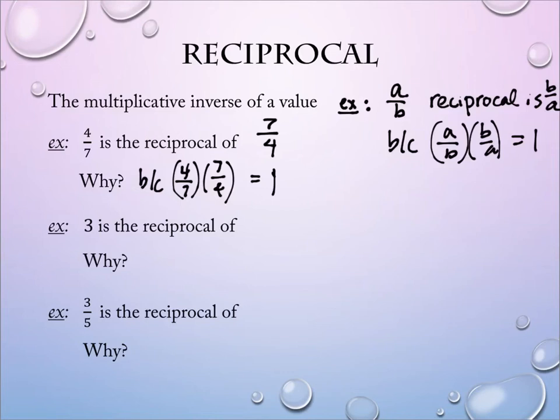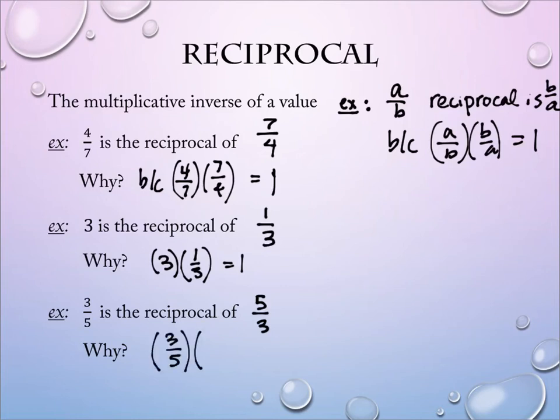What is 3 the reciprocal of? 1 over 3. You're right, 1/3. Why? Because 3 times 1/3 is 1. How about 3/5? 5/3. You bet.